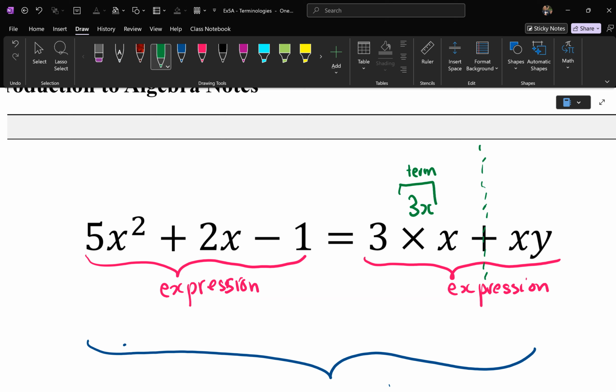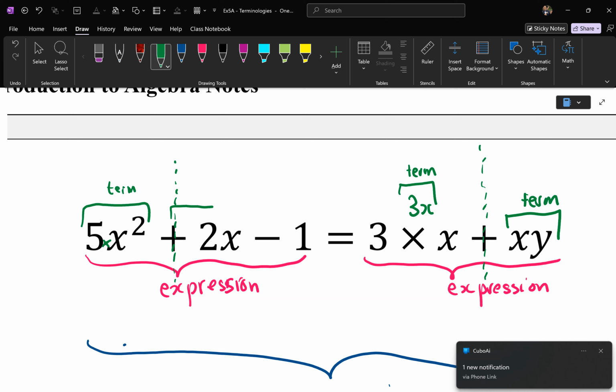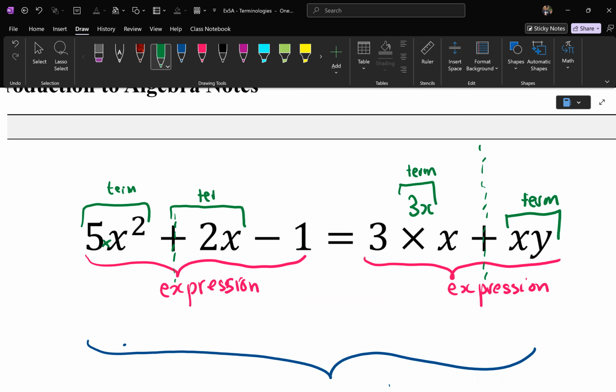See how that's a plus? And what are we adding on? We're adding on x times y, or xy. So this is another term. Similarly, on the left-hand side of the equal sign, notice this is 5x squared, and that means 5 times x squared. That's not a plus or minus sign, so it doesn't separate these two, and those two technically are one term. But then notice it's separated again by a plus sign here, so this is a positive 2x, and that's a second term.